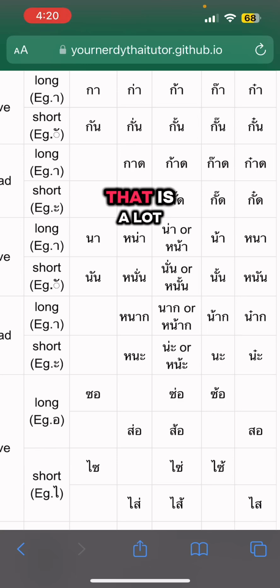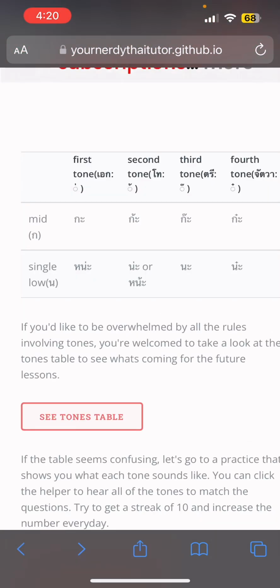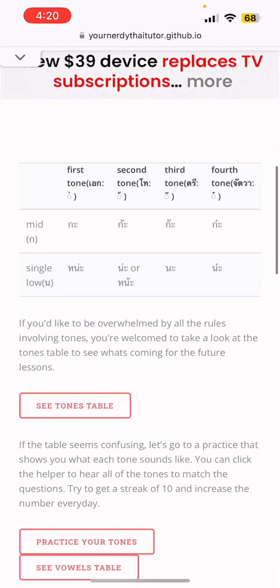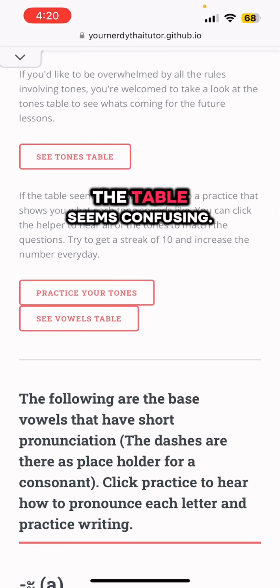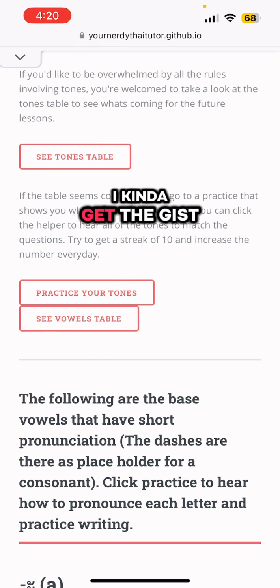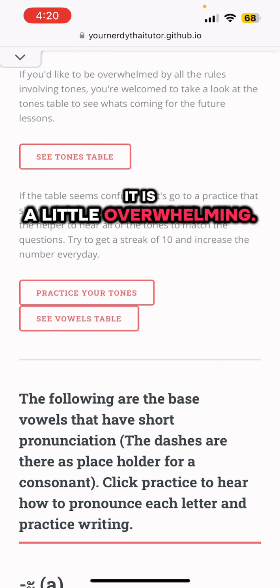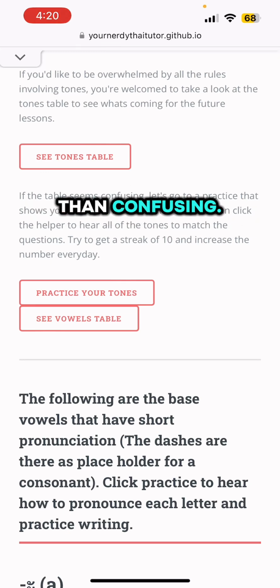Okay. That is a lot going on. We'll see, we'll see. We'll see after I cry if this makes sense. The table seems confusing. I kind of get the gist of it, but yes, it is a little overwhelming. I'd say overwhelming more than confusing.